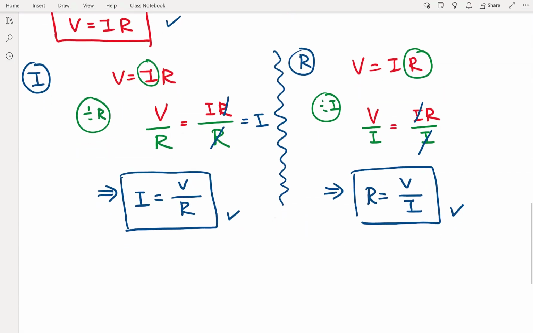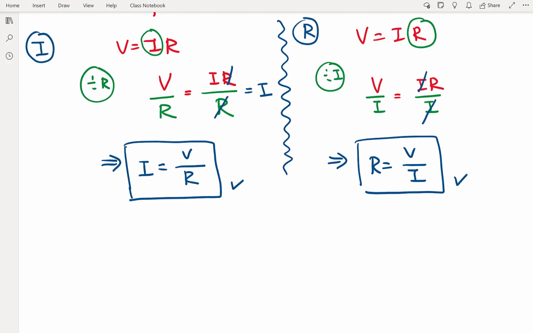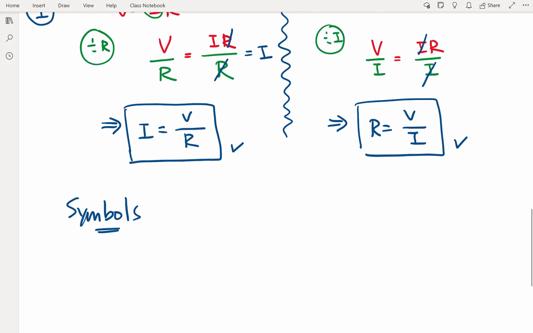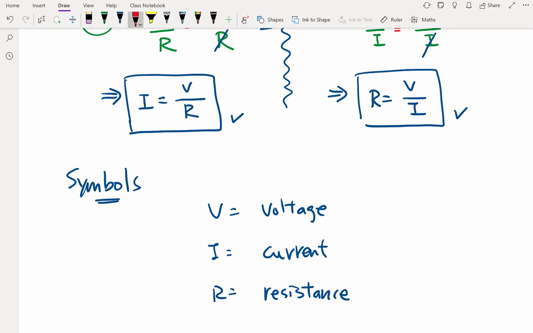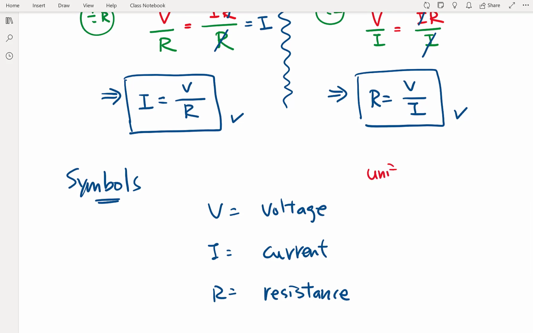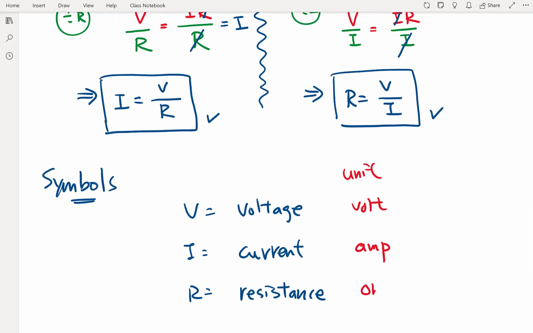Before we finish the video, we need to say one more time the symbols. So V is voltage, I is the current, and R is the resistance. And for the unit, V is volt, current is amp, and resistance is ohms.